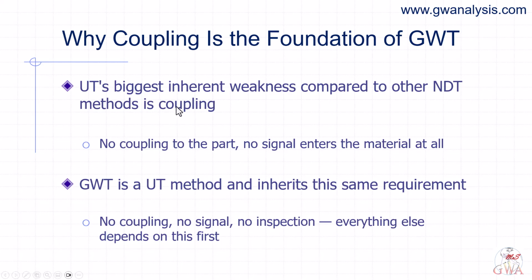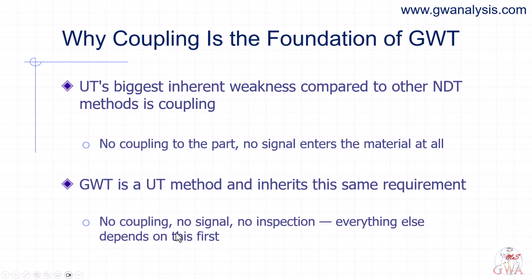Among NDT methods, ultrasonic testing's single largest practical demerit compared to RT, MT, PT, or ET is its dependence on coupling. A UT signal cannot enter the test material at all without an effective mechanical path from the transducer to the part. Every UT technique lives with this limitation. Guide wave testing, GWT, is a UT method and inherits the same fundamental requirement: no coupling, no signal, no inspection. Everything else depends on the first, coupling.